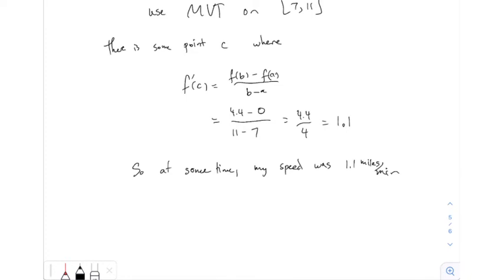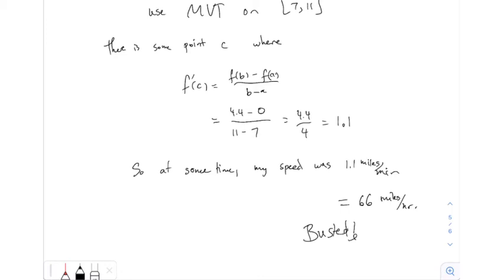And really I'm interested in miles per hour. So to convert this to miles per hour, you would multiply by 60, and you get 66 miles per hour. And there, I have demonstrated, remember our job in this problem is to demonstrate that we exceeded the speed limit. And I said the speed limit was 65. There must have been a moment at which we were going 66. Busted! Right? There was a moment when we were exceeding the speed limit.